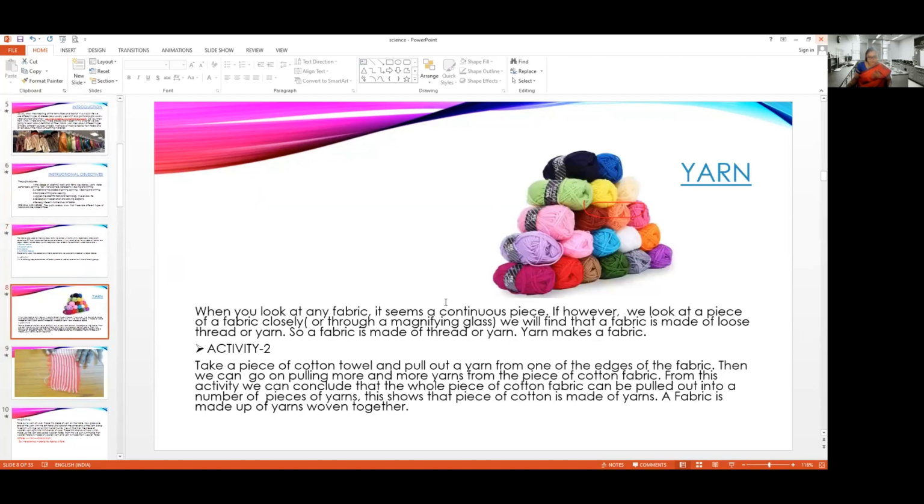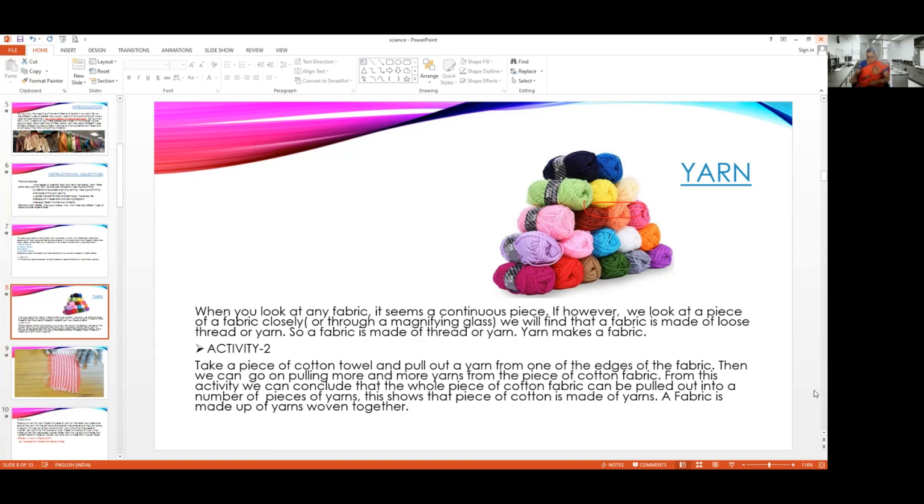Now, what is yarn? When you look at the fabric, the dress or cloth, it seems a continuous piece. However, if we look at a piece of fabric closely or with a magnifying glass, we will find that a fabric is made of loose thread or yarn.